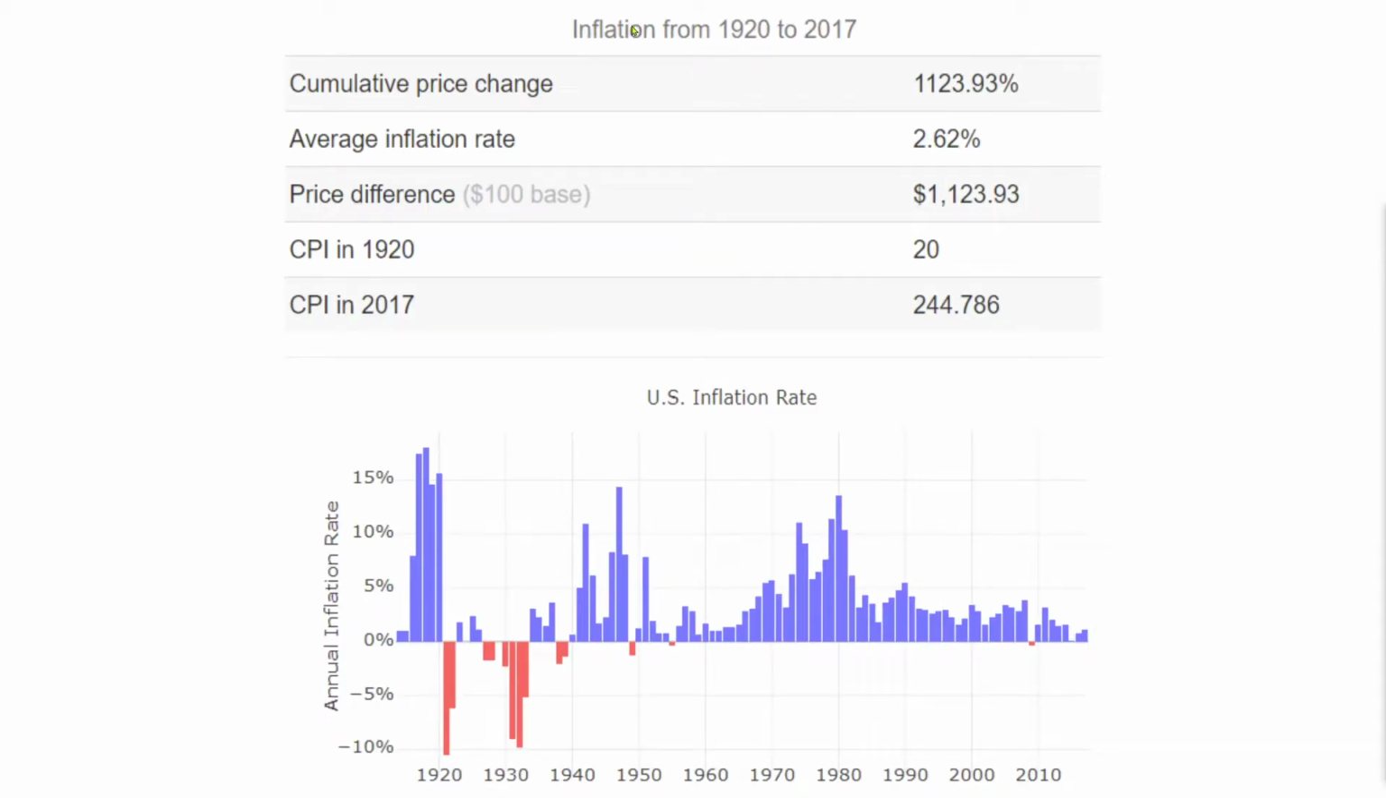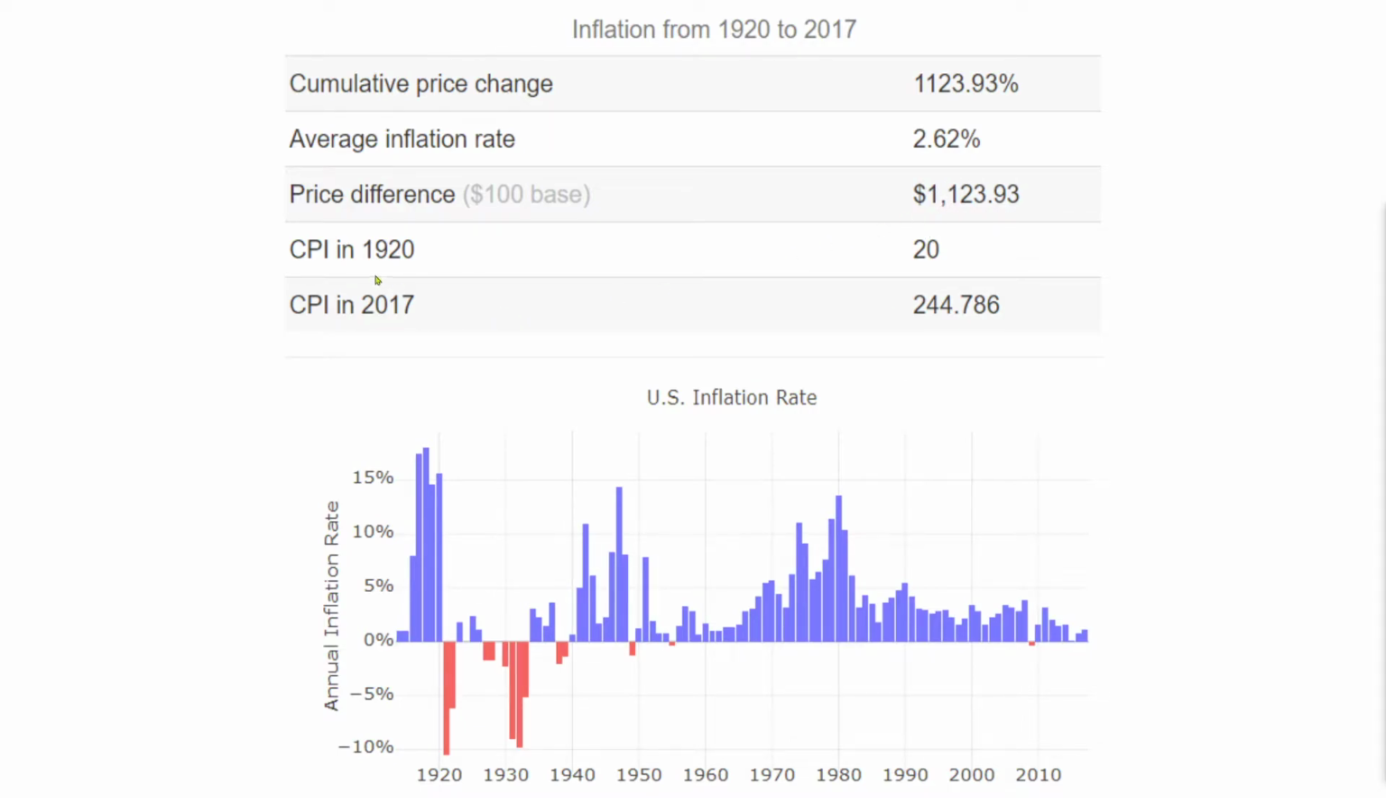You can look at inflation in the United States from say 1920 to 2017, and here you go. This is right around when World War I is being fought by the United States, and then this is where the Great Depression begins. You can see this is the cumulative price change in the United States: 1,123.93%. But the average inflation rate is 2.62%. When you take all of these and factor them in, when you flatten the curve, it's 2.62%. But the price difference is that if something was $100 in 1920, it's going to be over $1,000 today.